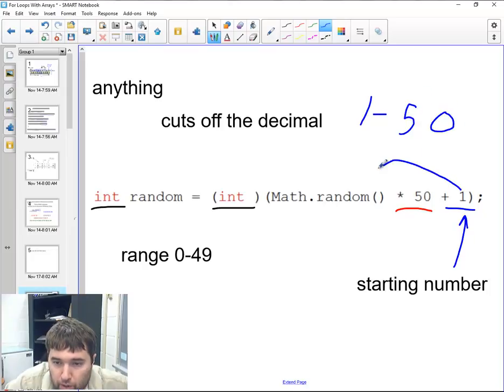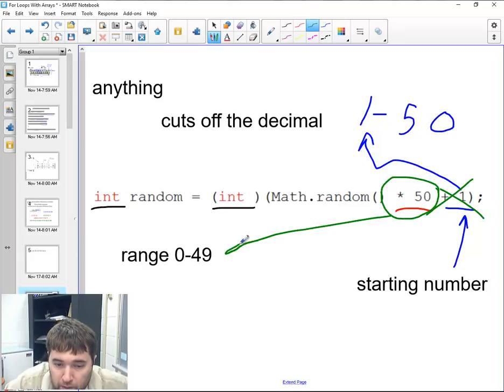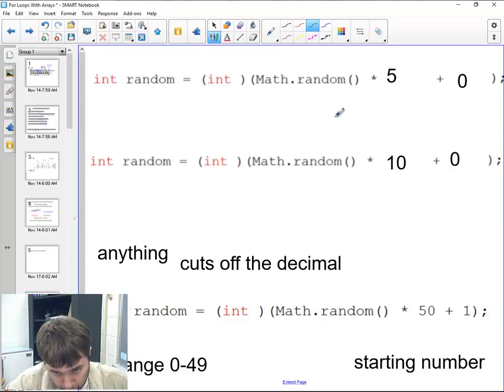Because we're starting at 1, and we have 50 numbers. So 1 through 50 is 50 numbers. If we didn't have this plus 1, this would make a range of 0 to 49 because we're starting at a plus 0. We add 1 to both, and that's how we get 1 to 50. Now with this, what we have to realize is there will be a formula for this.